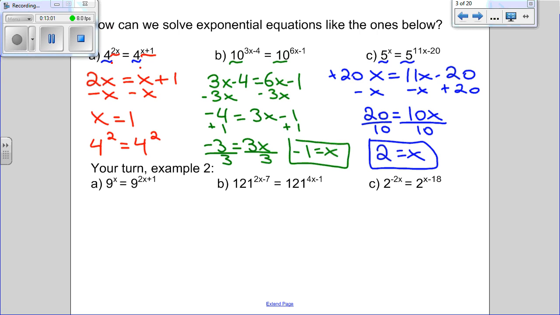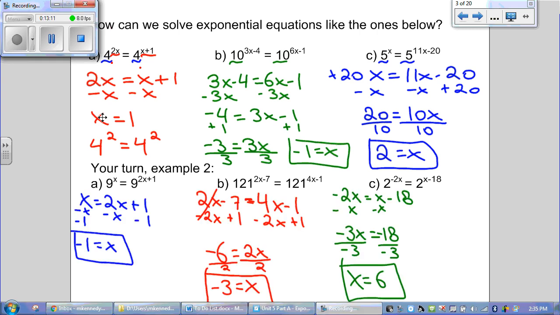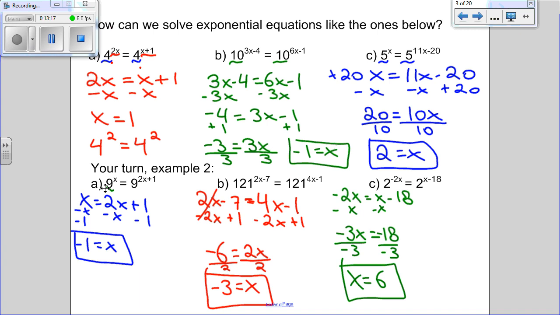I want you to try the next 3 on your own. Give it a shot. We realized they were both base 9, so I don't need to worry about the bases. I just need to solve the exponents. x equals 2x plus 1. I get all my x's to one side, and divide by this one.